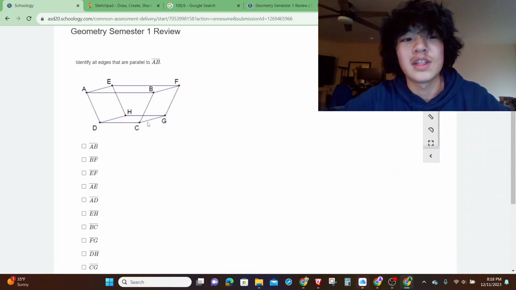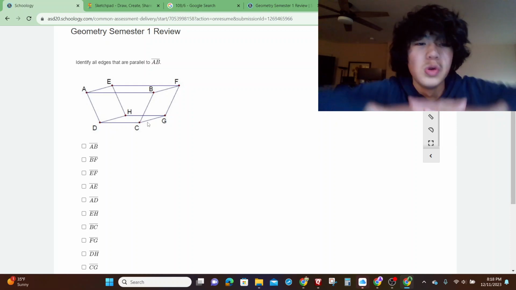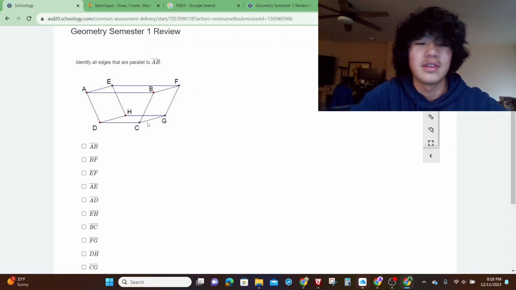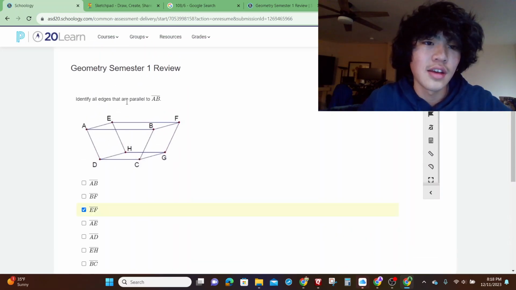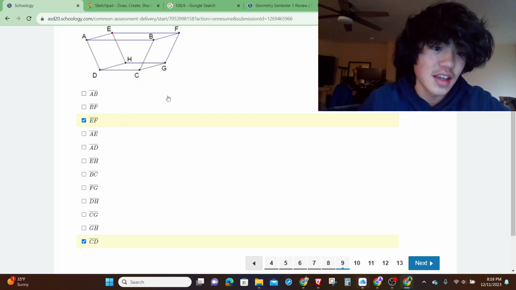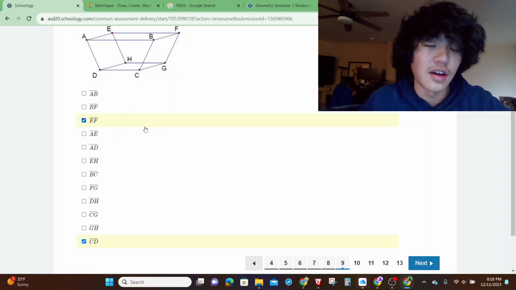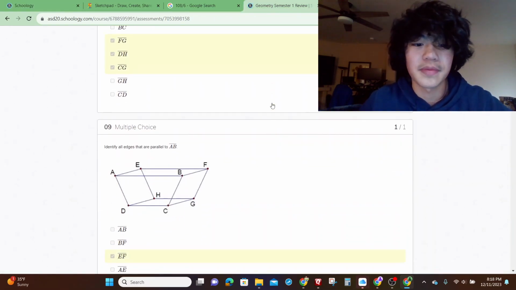Alright, next we need to identify all edges that are parallel to AB. Parallel meaning they run in the same direction. Look at AB. EF is parallel, obviously. Then DC is parallel, obviously. And GH is parallel, obviously. Alrighty then. Let's move on, shall we?